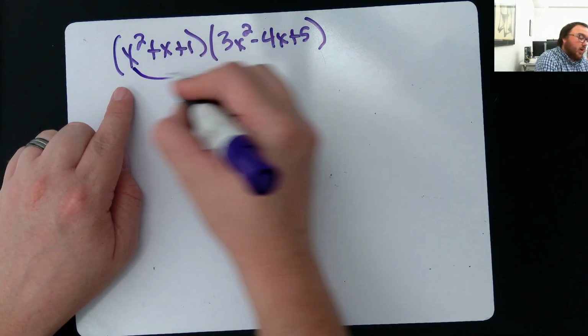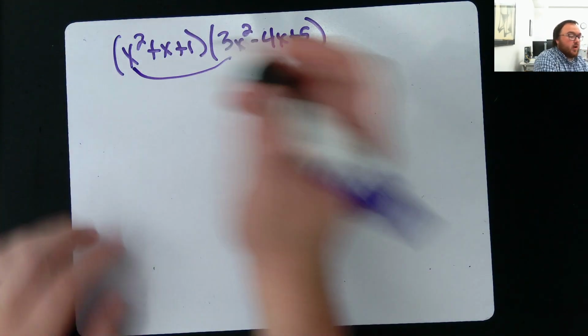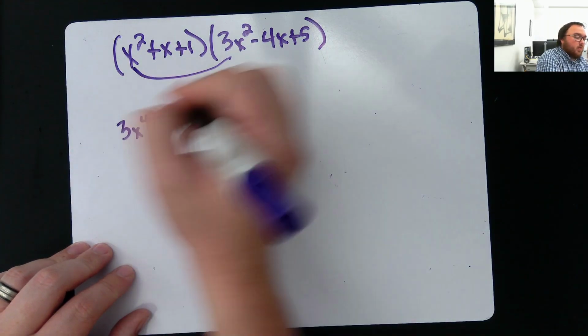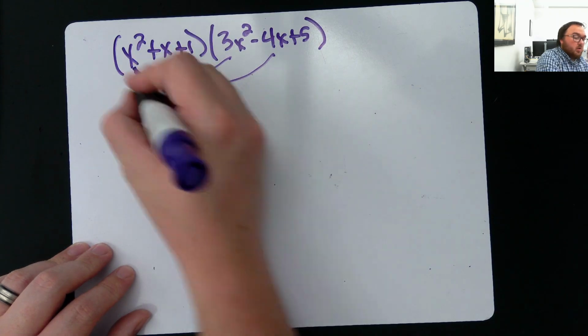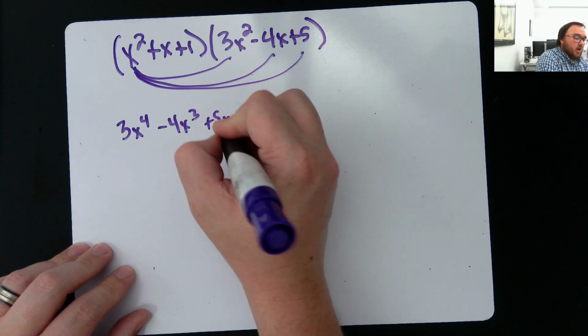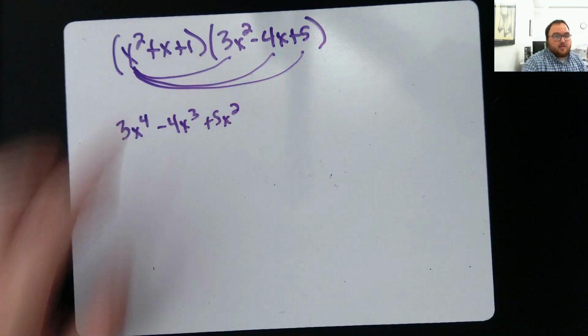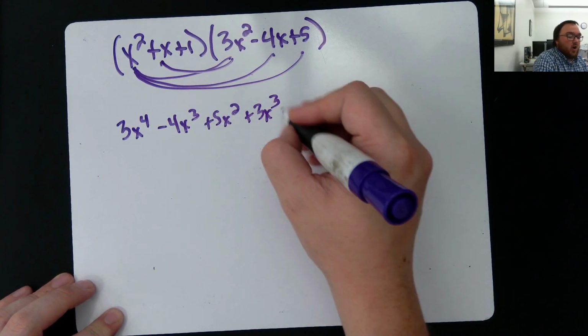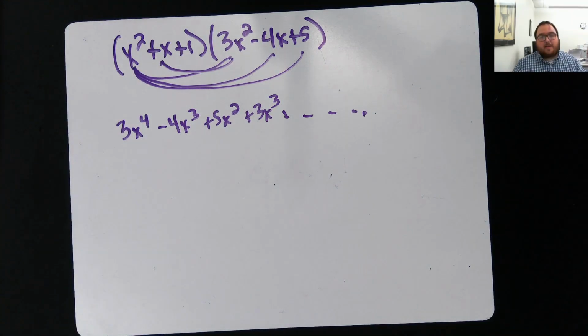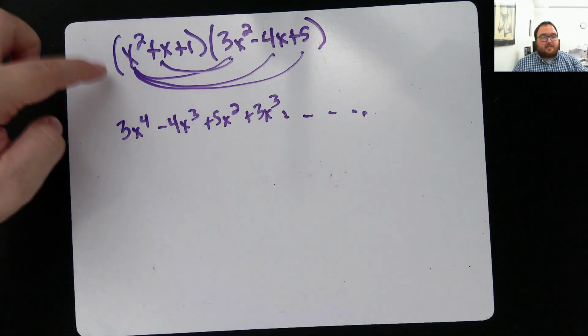So I would do x squared times 3x squared and get 3x to the 4th. That would give me negative 4x cubed. That would give me plus 5x squared. Then do the same thing for x. This would give me 3x cubed. And on and on and on. That's what this means. We are doing the same thing as that.